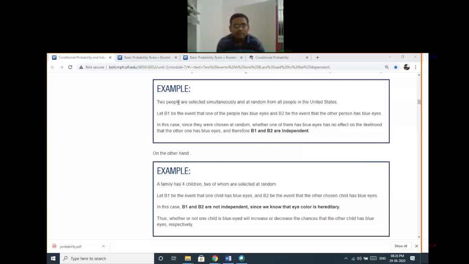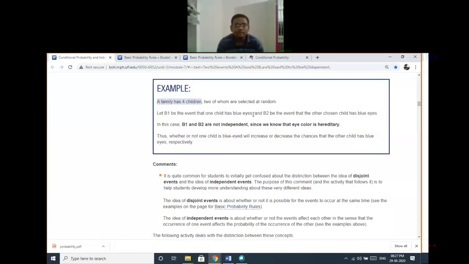Because we are selecting two people randomly from the US, let B1 be the event that one of the people has blue eyes, and B2 is the event that the other person also has blue eyes. Since they were chosen at random, whether one of them has blue eyes has no effect on the likelihood that the other also has blue eyes. Therefore, B1 and B2 are independent. The second person is not dependent on the previous person, so they are independent.